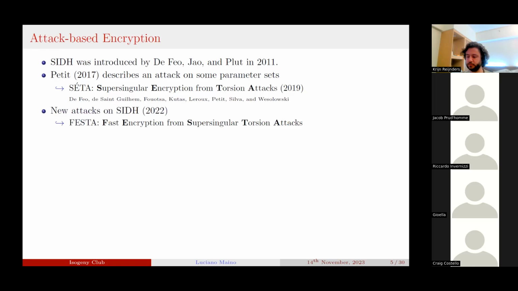Then, I'm pretty sure that any of you know about the new attacks on SIDH that appeared in 2022. Using these attacks, we designed a trapdoor mechanism, and applying the same transformation as in SETA, we designed a public key encryption mechanism, which is CCA secure. And okay, I didn't say it: FESTA stands for fast encryption from supersingular torsion attacks.